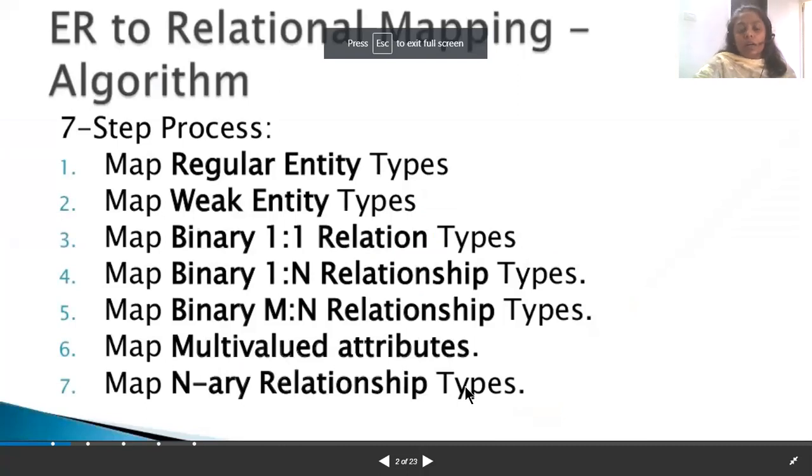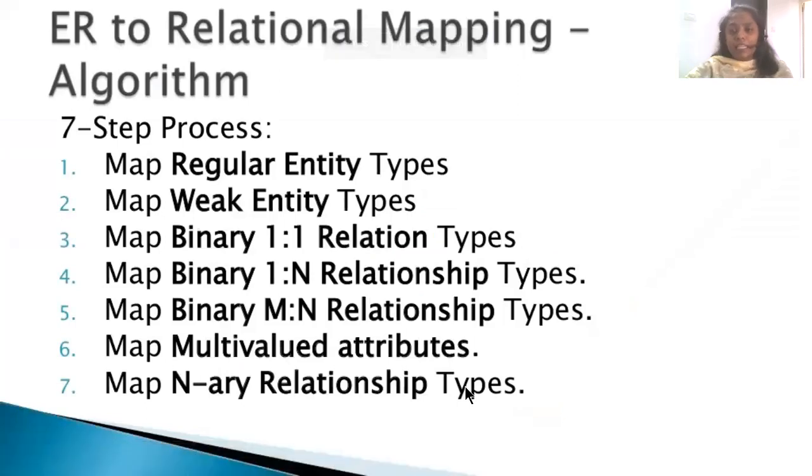Okay, so ER model means entity relationship model, and we are only going to study ER to relational mapping in this video. There is a 7-step process actually. The first step is to map the regular entity types. Regular entity means the strong entity. Every ER diagram will contain strong entities and weak entities. First, we have to map the strong or regular entities into the relational model.